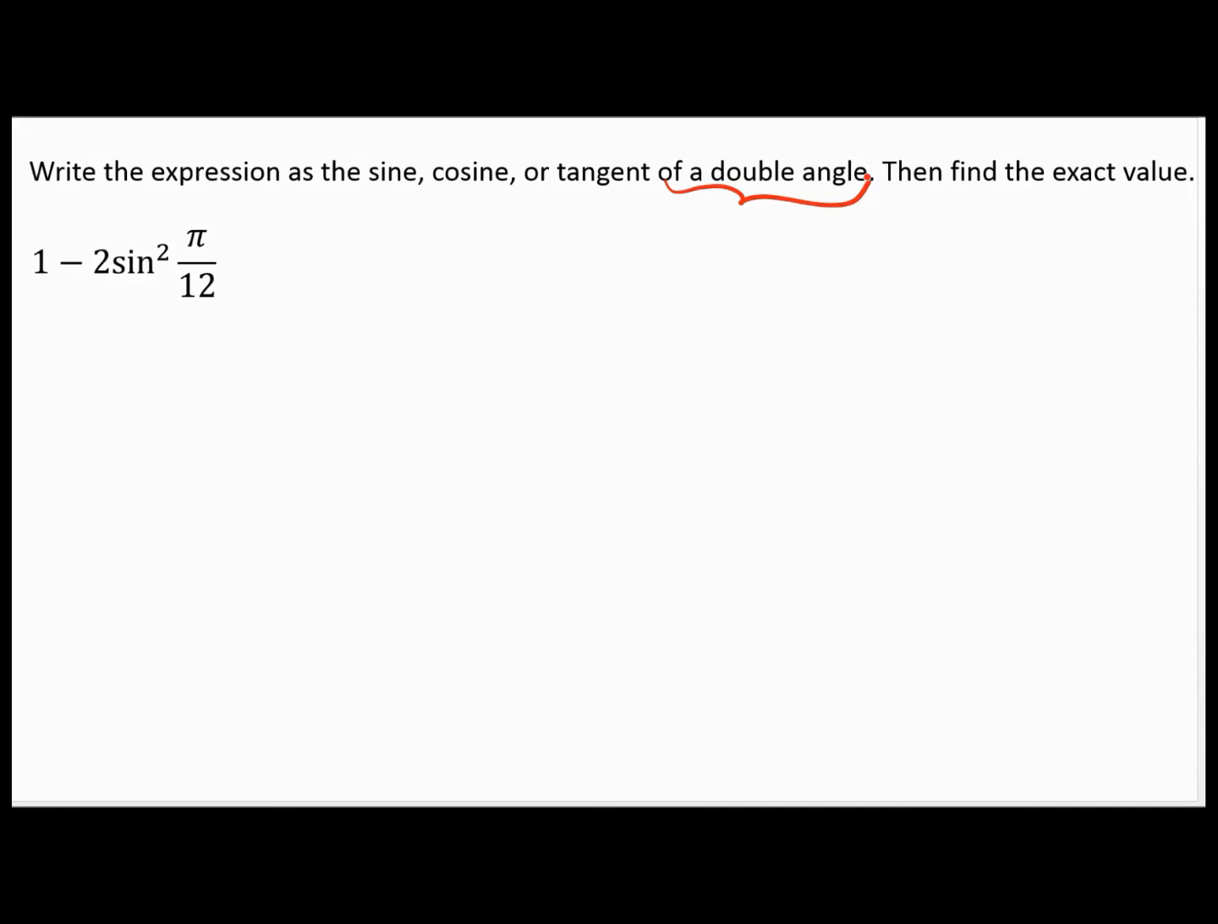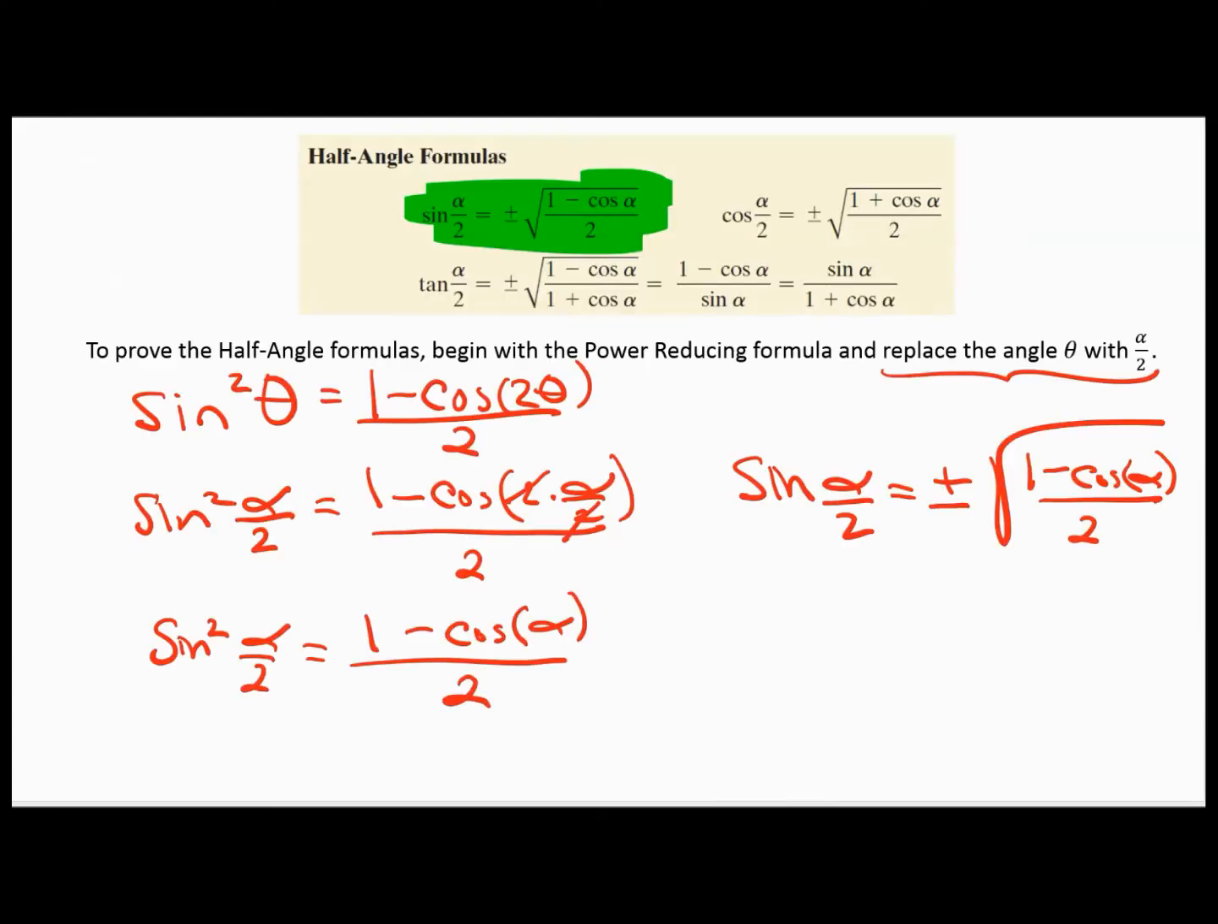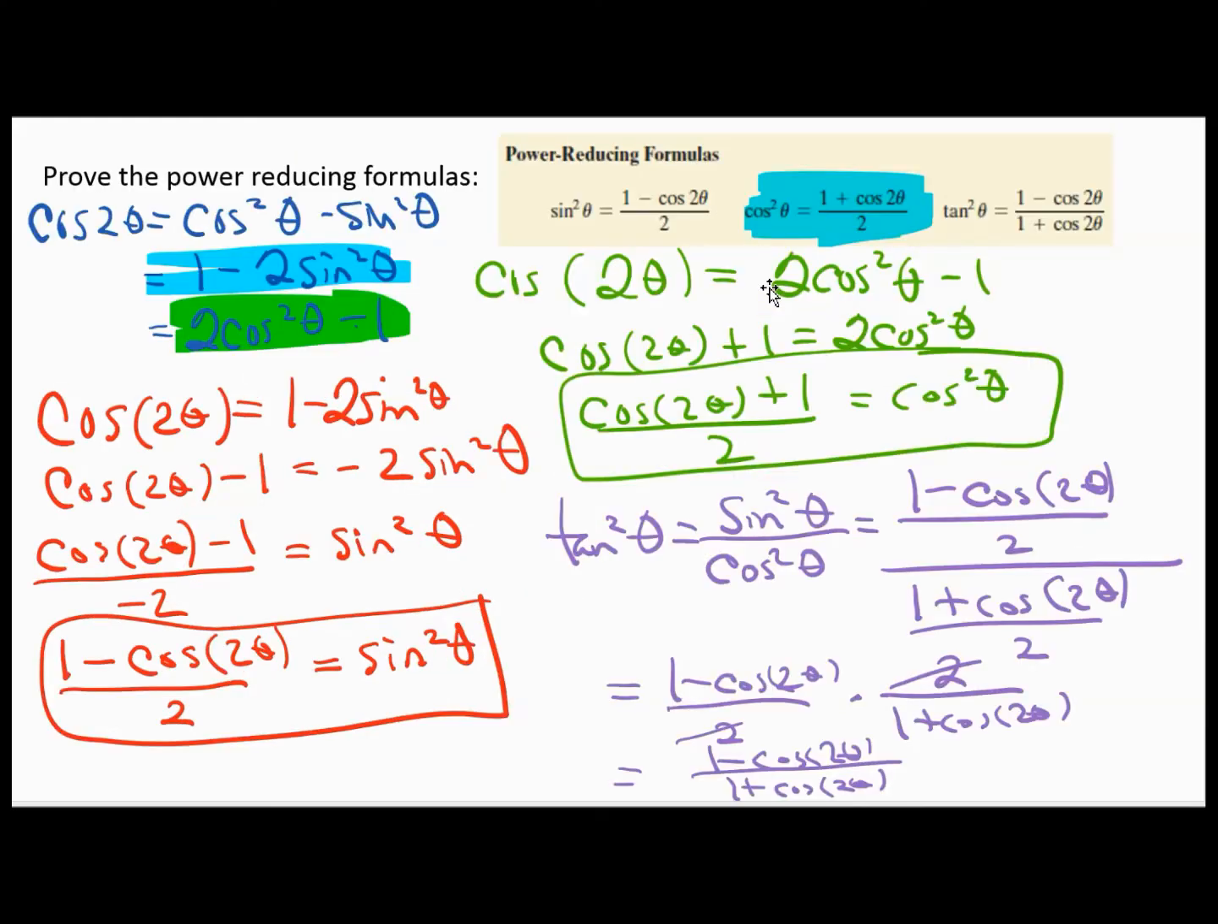What we have now is a trig function to a power, so we could use our power reducing formula. If you'll recall, sine squared of theta is 1 minus the cosine of 2 theta over 2. If you need to go back and take a look, let me show you. Those are half angle, and there's the power reducing. So sine squared is 1 minus the cosine of 2 theta over 2.